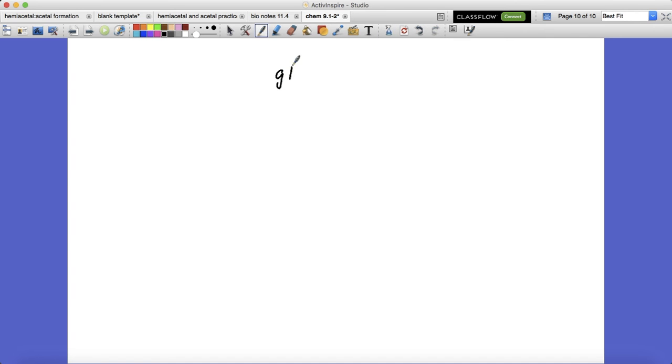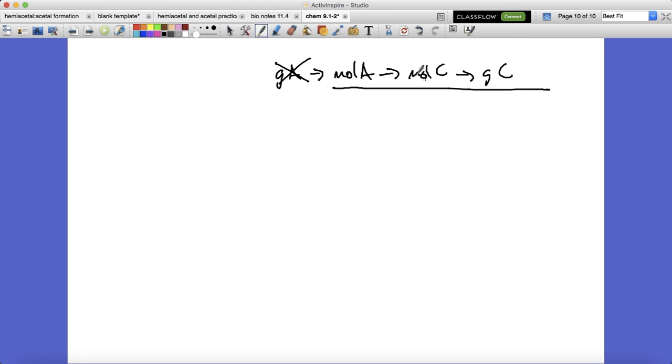I need to change grams of A back into moles of A, into moles of C this time instead of moles of B, and turn it into grams of C. But if I already did that once, then I don't have to do it again. I could skip that step, right? So I'm actually going to start with moles of A because I already calculated that. And I'm going to change that moles of A into grams of C. So I'm just trying to shorten my work a little bit. It's not a lot, but it's a little bit shorter so it can be useful.